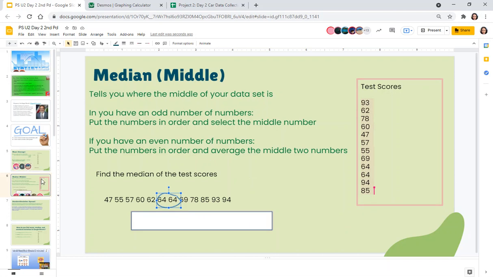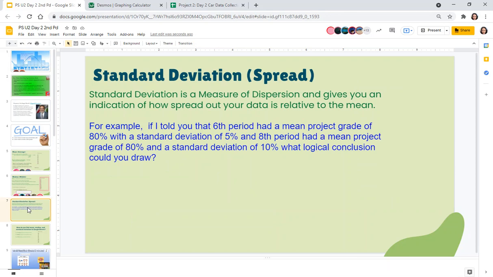All right, let's see. Standard deviation. So we are going to be calculating standard deviation with the spreadsheet, and it is a measure of dispersion. It's a much better measure of dispersion than the range, because it's not just talking about the minimum and the maximum, but it's talking about all of the data, how spread out all of the data are. So let's look at the example there.